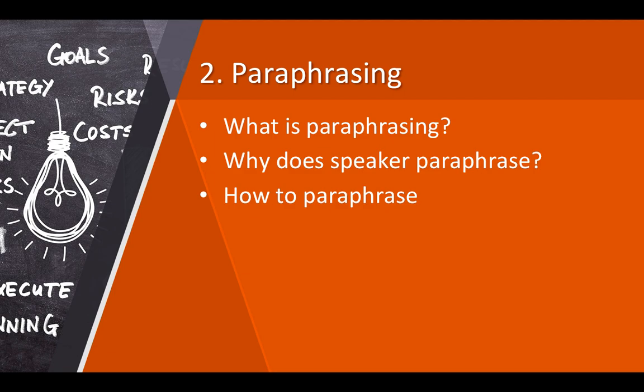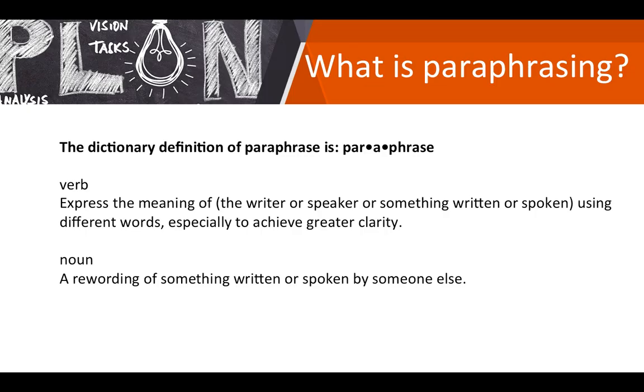Next, we're going to move on to the second element of conversational skills, that is paraphrasing. We're going to look at what is paraphrasing, why do we have to paraphrase, and how to paraphrase. The dictionary definition of paraphrase: as a verb, paraphrase expresses the meaning of the writer or speaker or something written or spoken using different words, especially to achieve greater clarity.